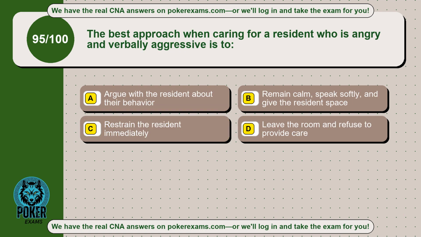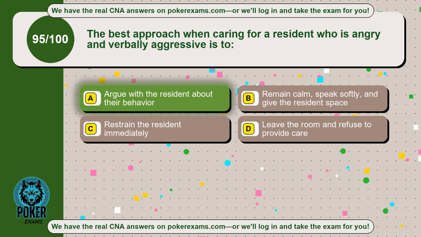Question 95. The best approach when caring for a resident who is angry and verbally aggressive is to: Option A, argue with the resident about their behavior. Option B, remain calm, speak softly, and give the resident space. Option C, restrain the resident immediately. Option D, leave the room and refuse to provide care.